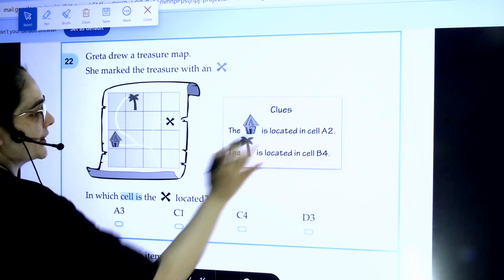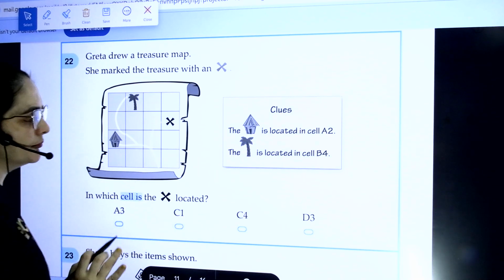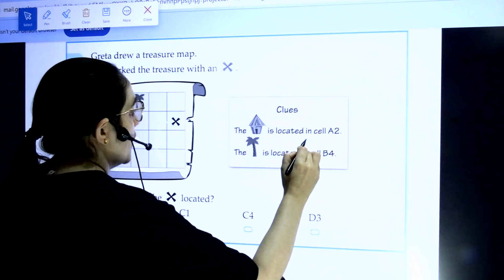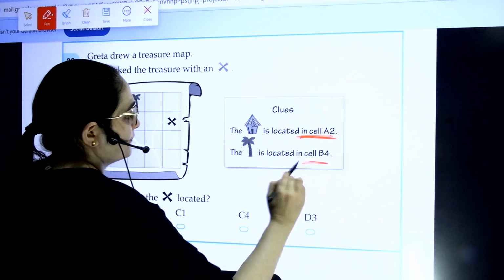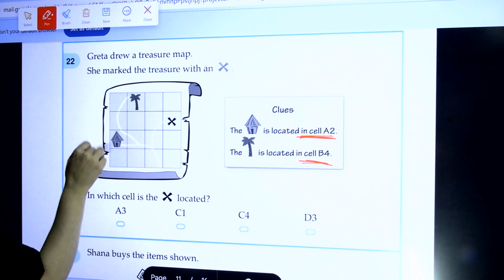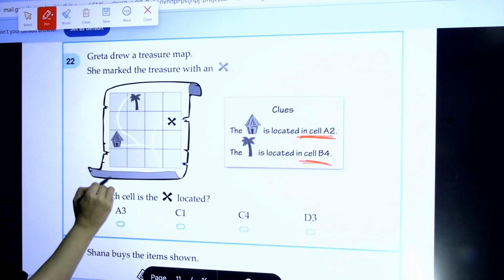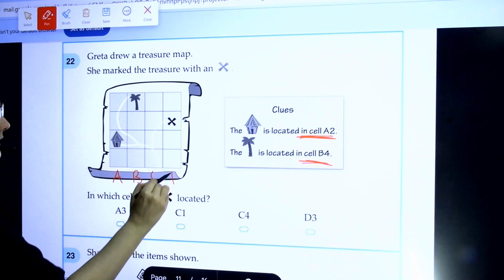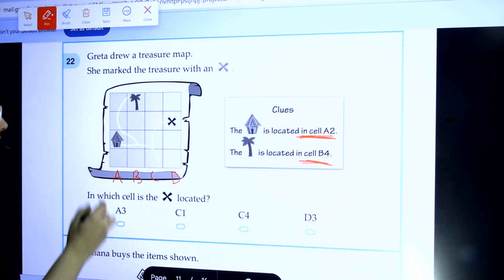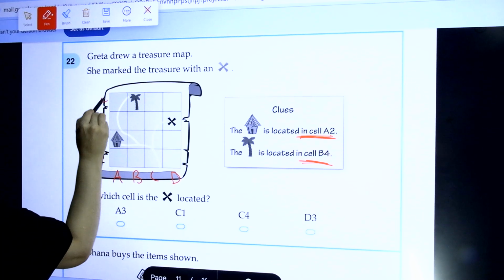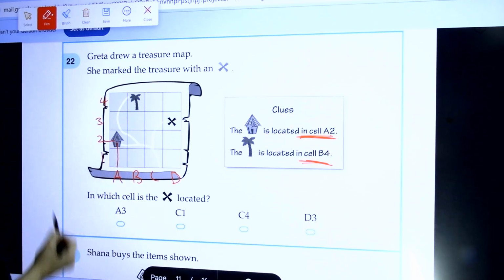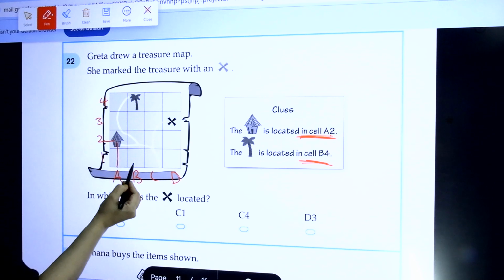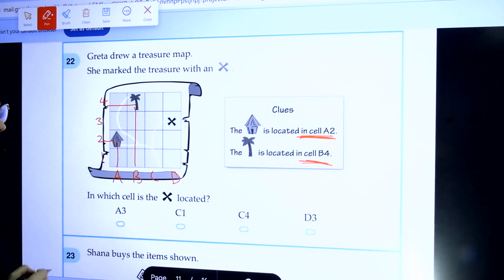This house is located at A2. The tree is located at B4. Okay, A2 and this is B4. What if I name them A, B, C, D, like I do on a chessboard? And name it 1, 2, 3, 4 here. Then the location of the house is A2, and the location of the tree is B4.